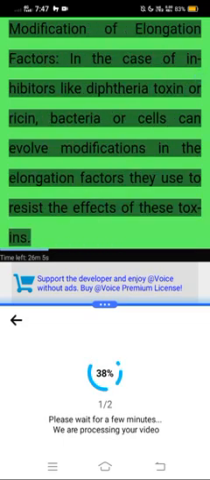Modification of elongation factors. In the case of inhibitors like diphtheria toxin or ricin, bacteria or cells can evolve modifications in the elongation factors they use to resist the effects of these toxins.